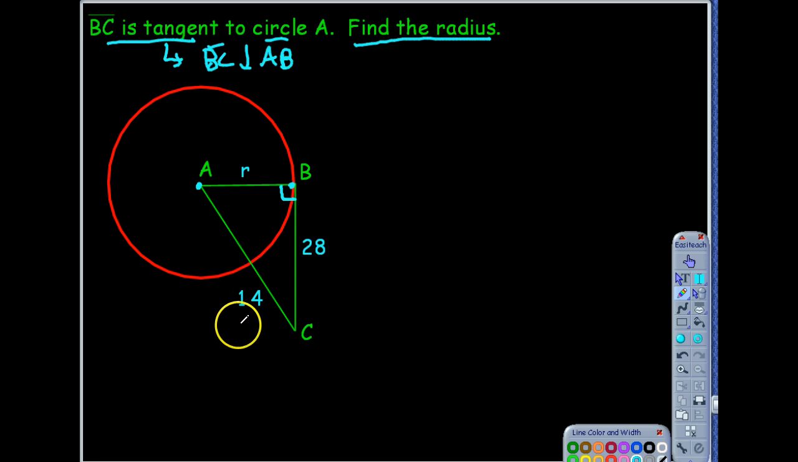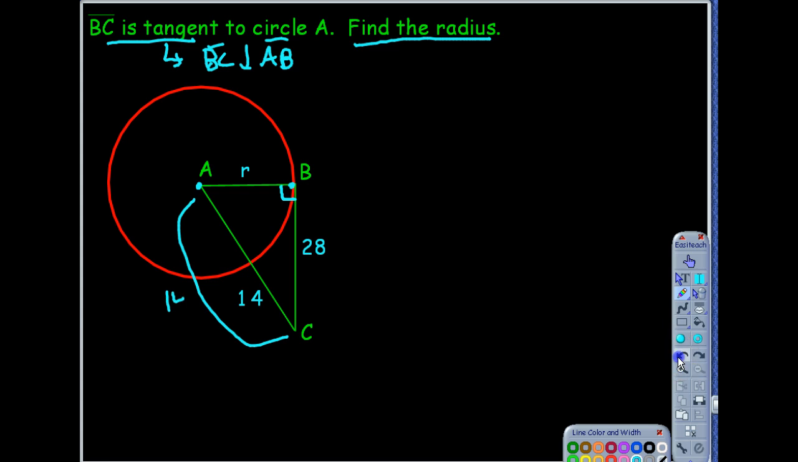Now, what about this 14? Think about what we just talked about on the last slide. Well, the 14 is only on the outside part. It's not in the middle of that whole segment. Could this whole thing be 14? It wouldn't make sense, because it's the hypotenuse, which would mean it's the longest side, and 28 is longer than that. So that's just not possible.